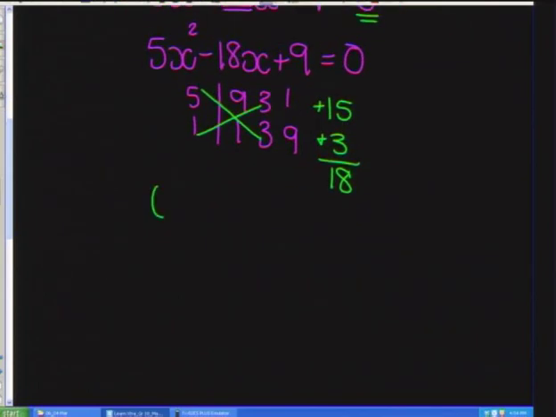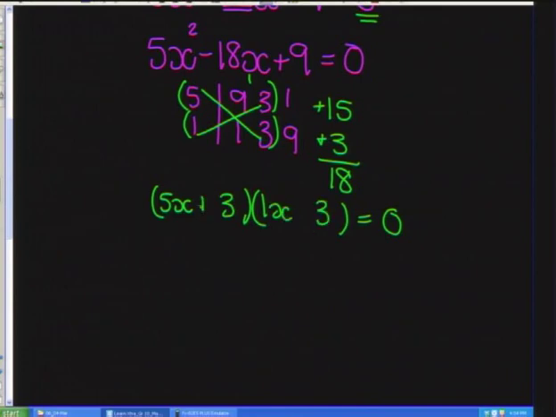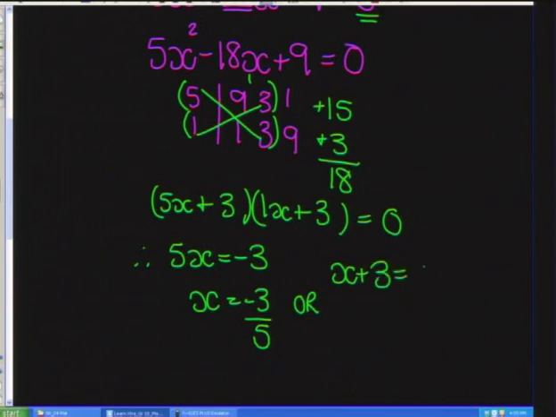So then let's factorize. Let's remember what we do. We put brackets around the top and brackets around the bottom, and we bracket it, and it's equal to 0. So I've got a 5x, and I've got a 3, I've got a 1x, and I've got a 3, and in this case now they're both positive. So therefore 5x plus 3 equals 0, so x is equal to negative 3 over 5. Or we've got x plus 3, which was equal to 0. And if I move it over, x is equal to negative 3. All right, and those are the two solutions to that equation.